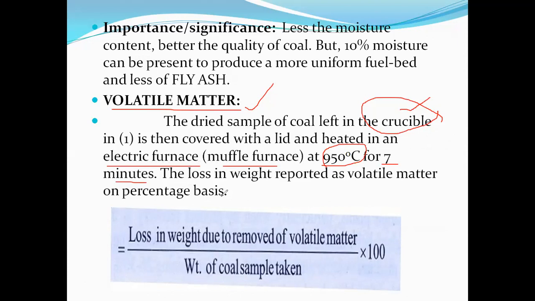Then what will happen? Now, when we heat the coal sample at about 950 for 7 minutes, there is a change in the weight. The change in the weight indicates that the loss in the weight of the volatile matter is identified. You see this? Loss in the weight of the volatile matter divided by weight of coal sample into 100. Based on this calculation, we can determine the percentage of the volatile matter present in the coal sample.